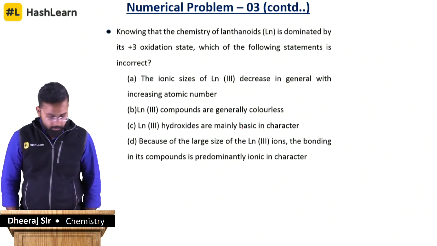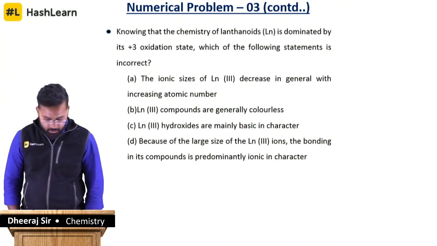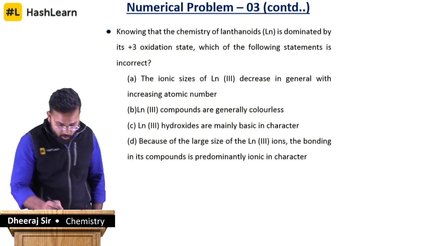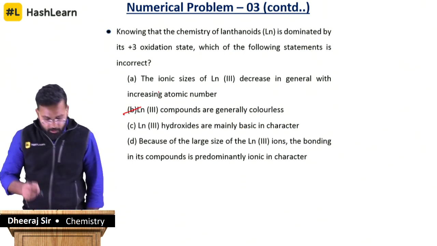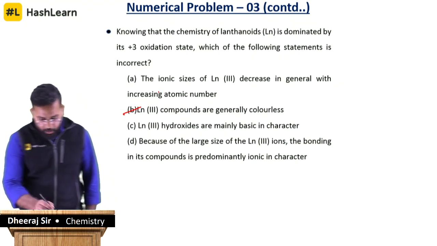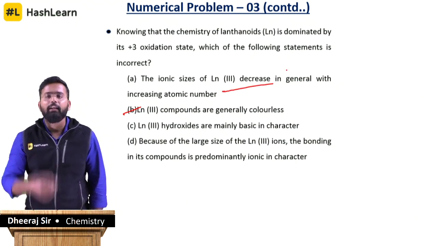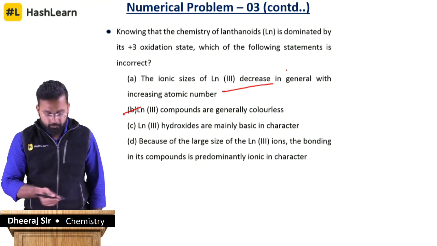So what is it going to be? So Yogesh says it's 3D and Rakesh says it is 3B. Yes, Rakesh has straight away joined in to give us the right answer. Good. Guys, this is right. Ionic sizes of lanthanoids decrease with increase in atomic number. It's correct. That's why we call it lanthanoid contraction.